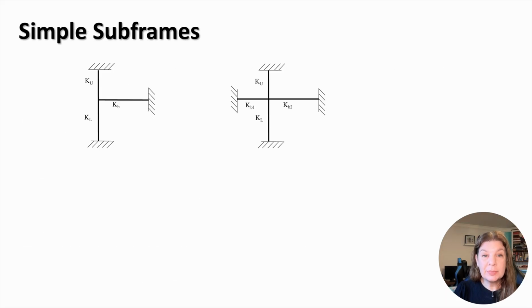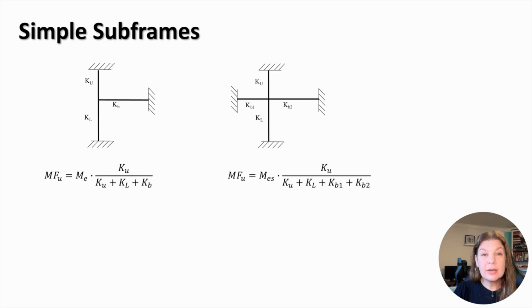Let's consider two simple subframes with a single external and internal junction. The design moment for the bottom end of the upper column can be found as the moment applied at the junction by the beams times the ratio of the upper column stiffness to the total stiffness of the junction. As you can see, the left subframe connects one beam and two columns at the junction, and therefore the total stiffness of its junction consists of three components.